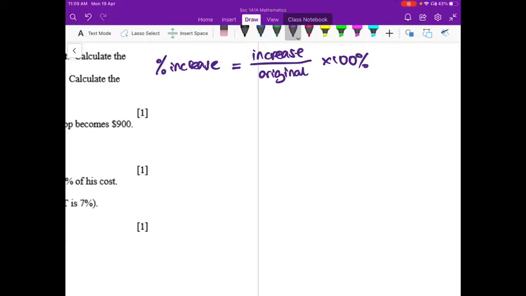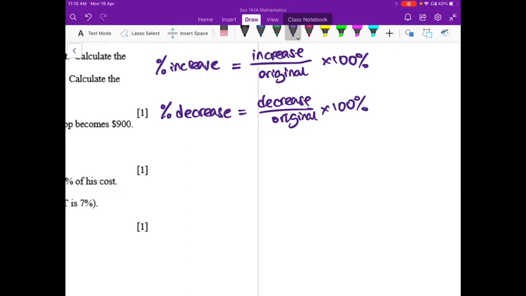So what is the opposite of increase? Decrease. Good. So what is the percentage decrease equivalent to? Decrease over original times 100%. Not just 100 times 100%. So these are the two that you need to either memorize or understand, so that you can write it again. Then we have two more that are quite similar. Percentage profit. What is the percentage profit equal to?